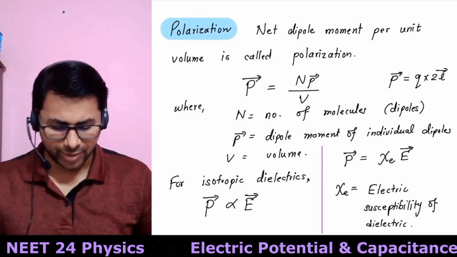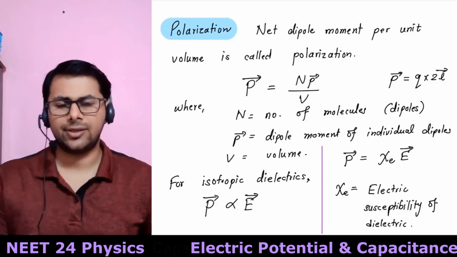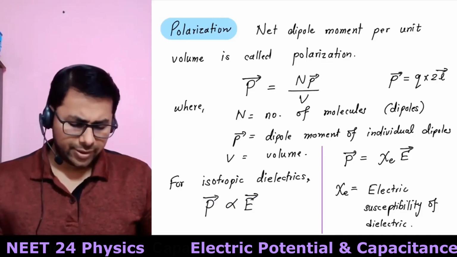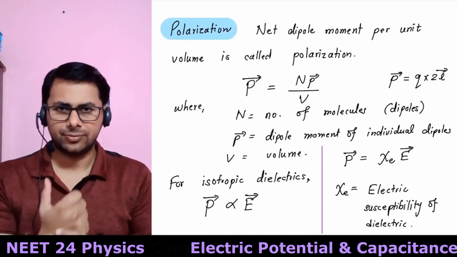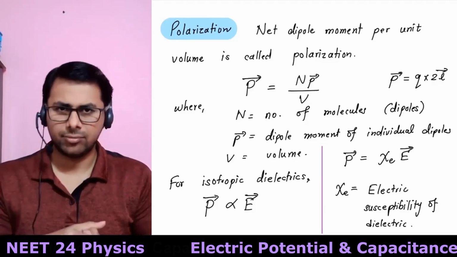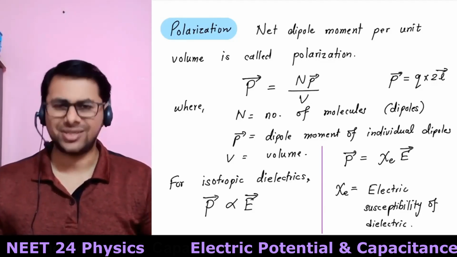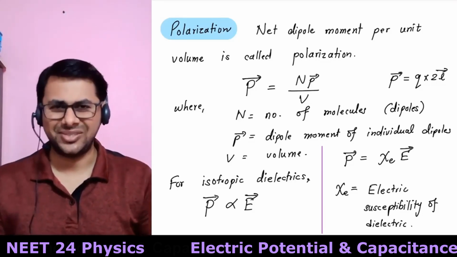Now for an isotropic material, isotropic means the polarization happens equally in all directions. So for that kind of material, polarization is just directly proportional to the external electric field. Suppose you apply an electric field in some direction. This is like common sense if we don't think much. And in 12th standard, thinking too much is not there in our syllabus.